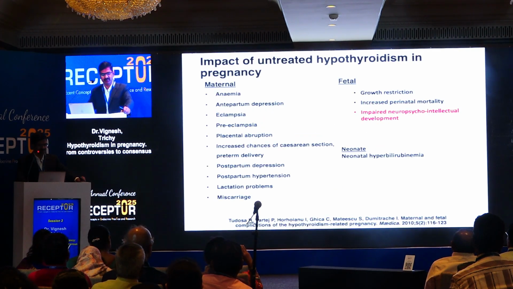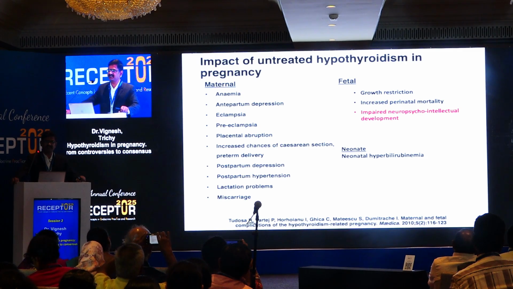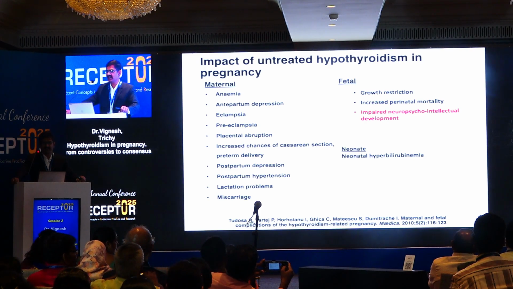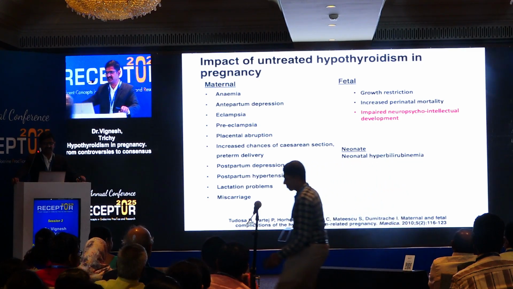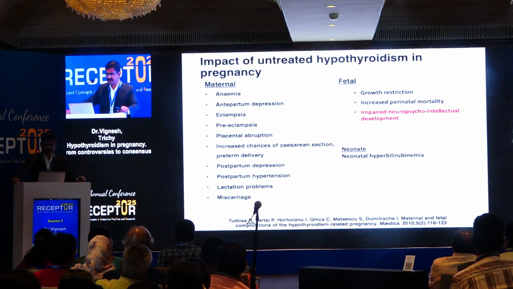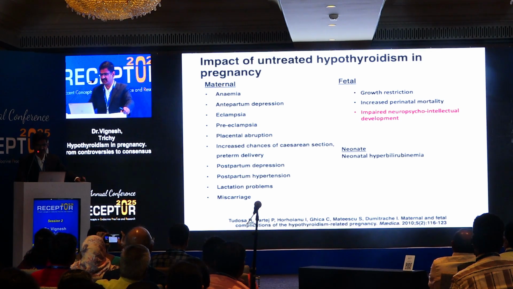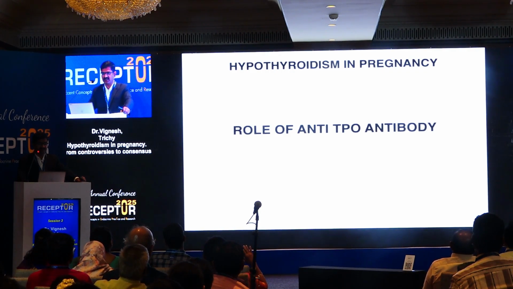So when we diagnose hypothyroidism, what is the impact? It can affect both mother and fetus. Most importantly, we need to screen women in the first trimester. Why? Because in the first trimester, the fetus depends entirely on maternal thyroxine, by transplacental transfer, for fetal growth. Only after the fourth or fifth month does the fetal thyroid start functioning and secrete thyroxine. So initially, it depends totally on maternal thyroxine. We need to identify hypothyroid women at the first visit so that we can avoid impaired neuropsychological intellectual development.